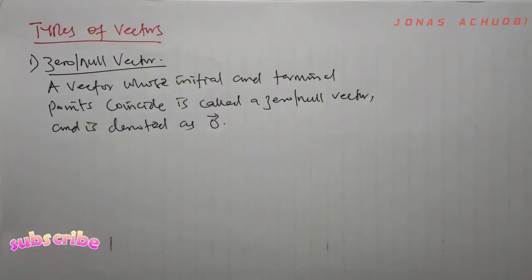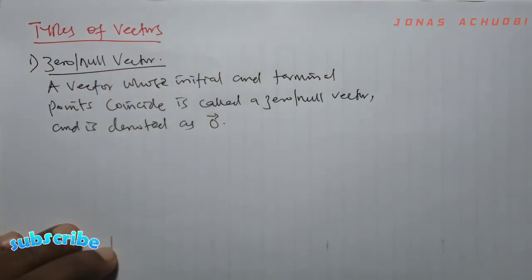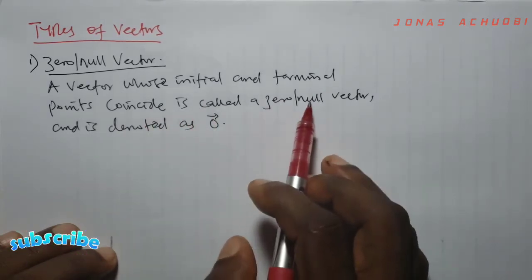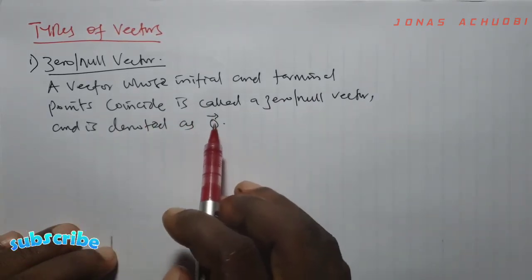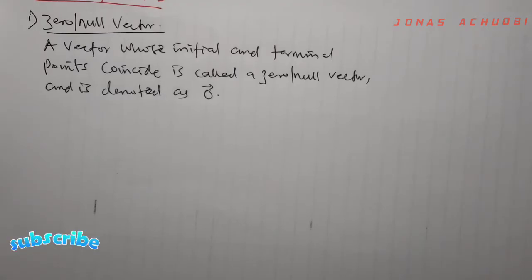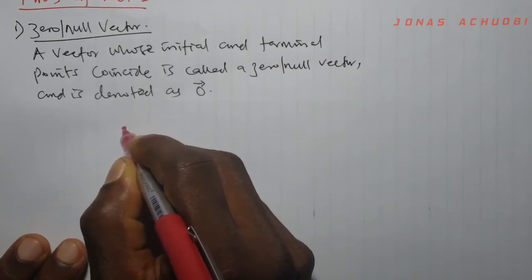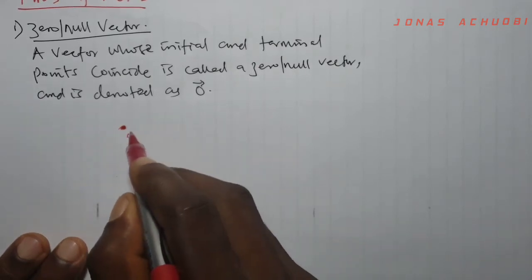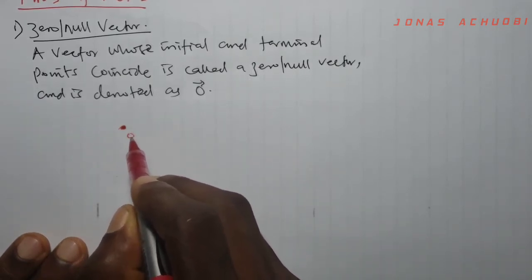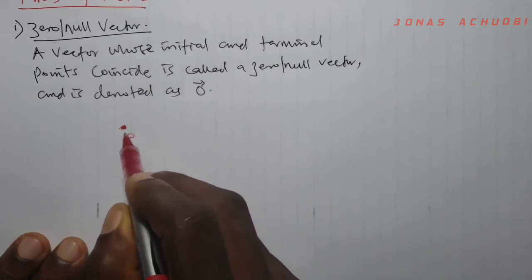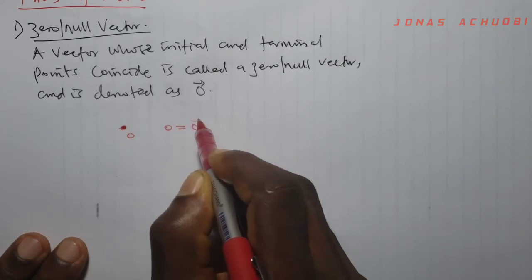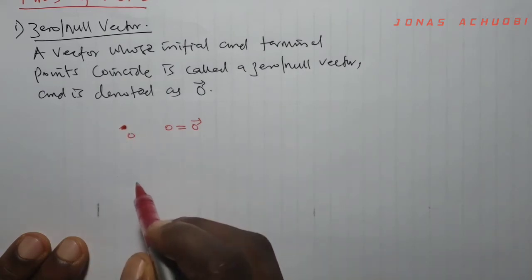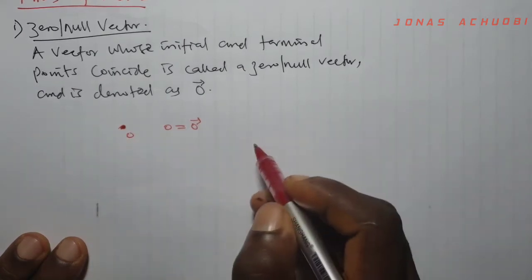Let's look at a few types of vectors. Number 1, the zero or null vector. A vector whose initial and terminal points coincide is called a zero or null vector, and is denoted as a 0 with an arrowhead on it. So if I have this as a point, and I claim that this point is a vector, and I call this point, say, point O, then it's obvious that on this point, the initial or starting point coincides with the terminal point. So this vector O here will be nothing but the 0 vector, because the starting point and terminal point both coincide. And of course, the length of the 0 vector is 0.